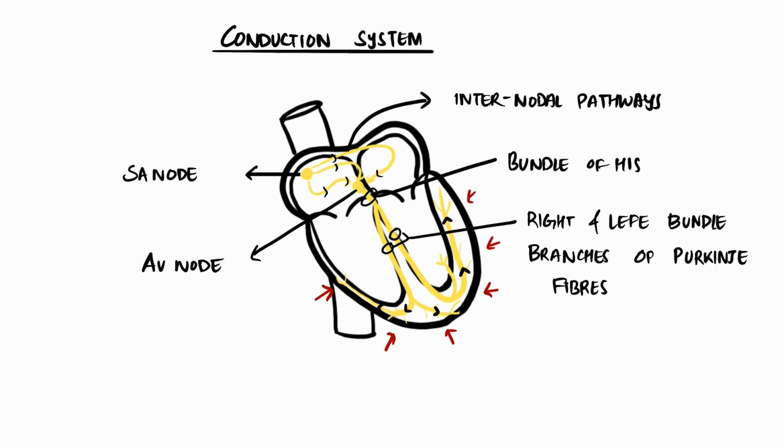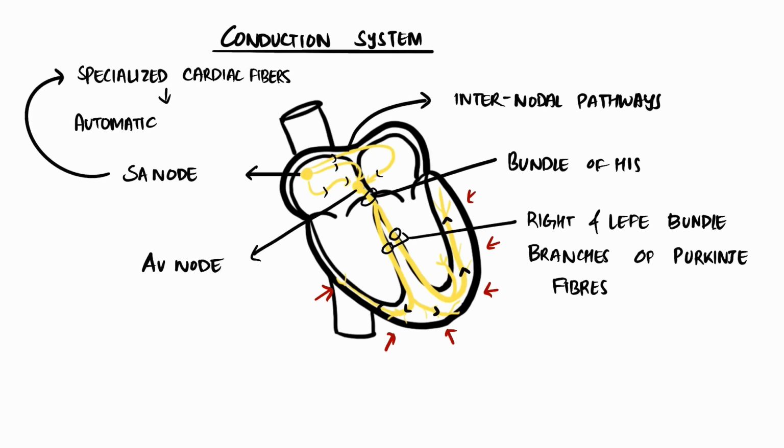Now let's look at the SA node. It has specialized cardiac fibers that can automatically generate impulses. Hence, it is the normal pacemaker of the heart. In abnormal cases, the AV node and Purkinje fibers can also generate rhythmic impulses.